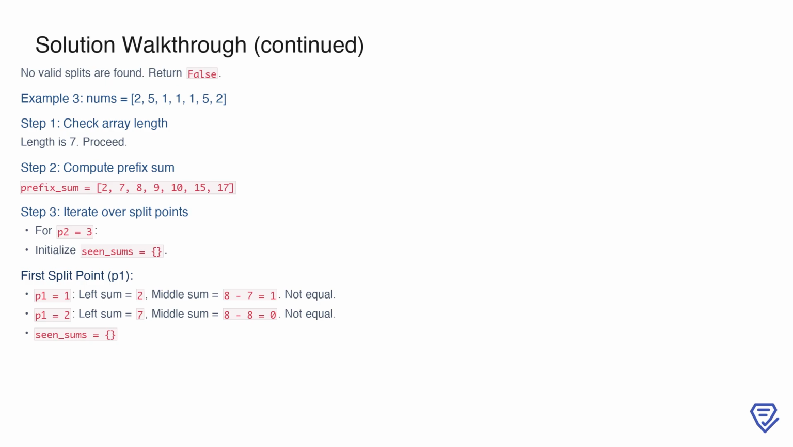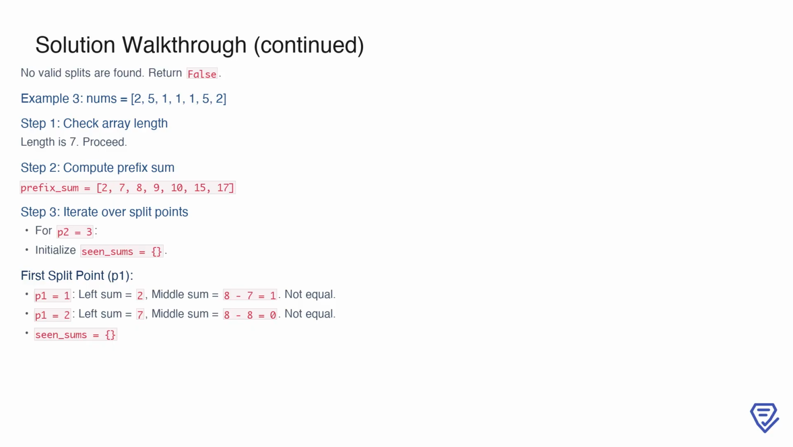Moving to a new example with nums equals 2, 5, 1, 1, 1, 5, 2, we begin by verifying the array length. With a length of 7, we proceed. The prefix sum array for this input is 2, 7, 8, 9, 10, 15, 17.